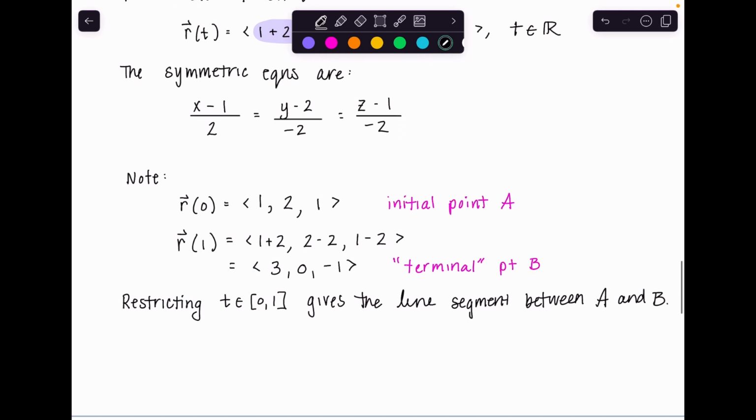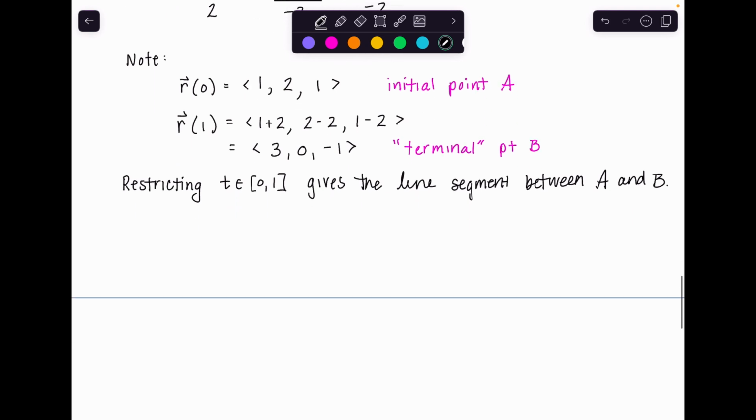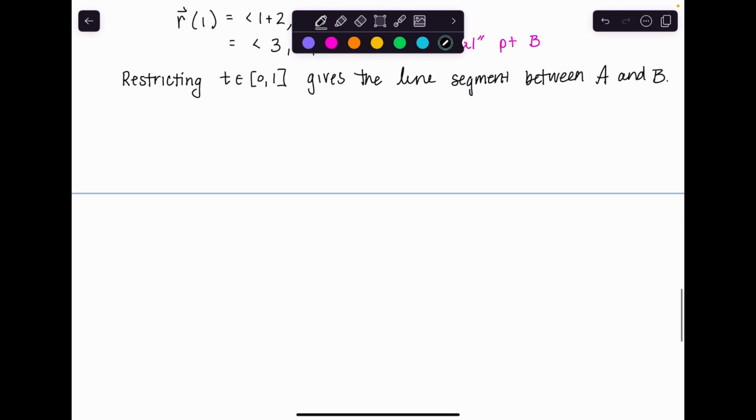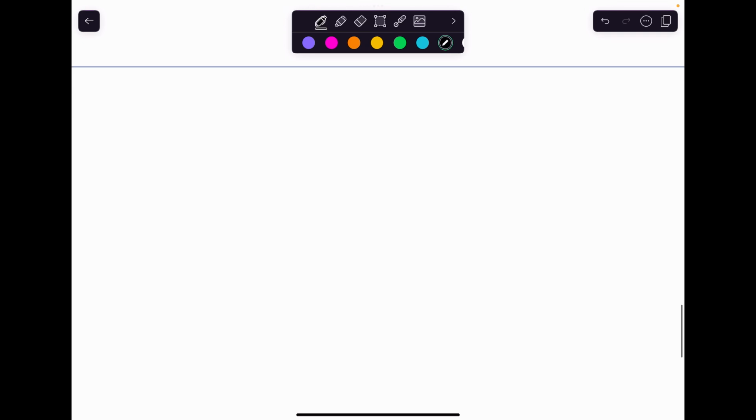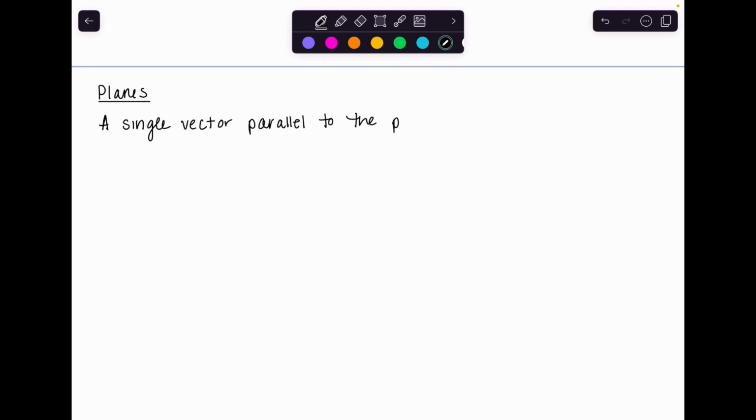So let's move on now and let's talk about planes in 3D, because those are going to be a little bit different in terms of what that equation looks like and what we need to come up with the equation. So a plane in space is definitely more difficult to describe than a line. So in this case, we're going to need a point that the plane passes through, but a single vector parallel to the plane is not going to be enough information for us.